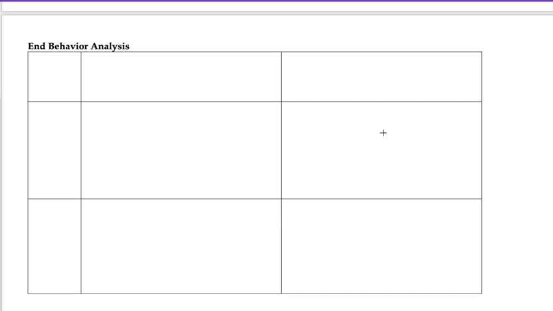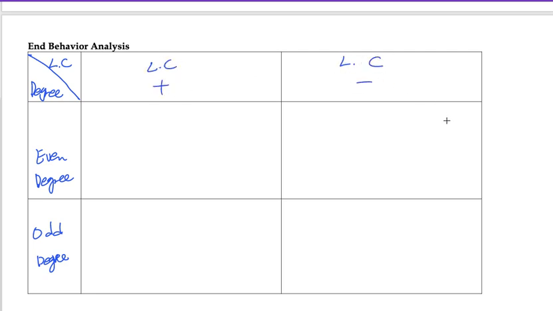In this little chart, I'm going to use 2 things to check this. One is degree, and one is leading coefficient. To save space, I just use LC to represent leading coefficient. For the degree, we have even and odd. For the leading coefficient, we have positive and negative. So only 2 cases each, but combined, we actually have 4 scenarios.